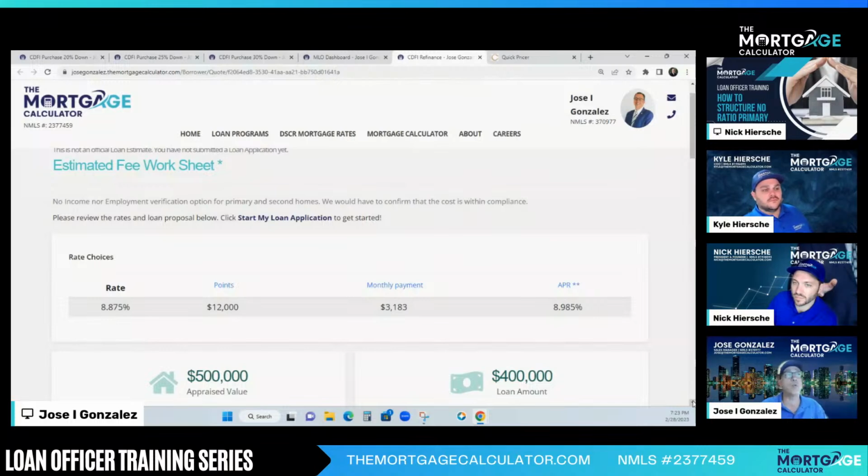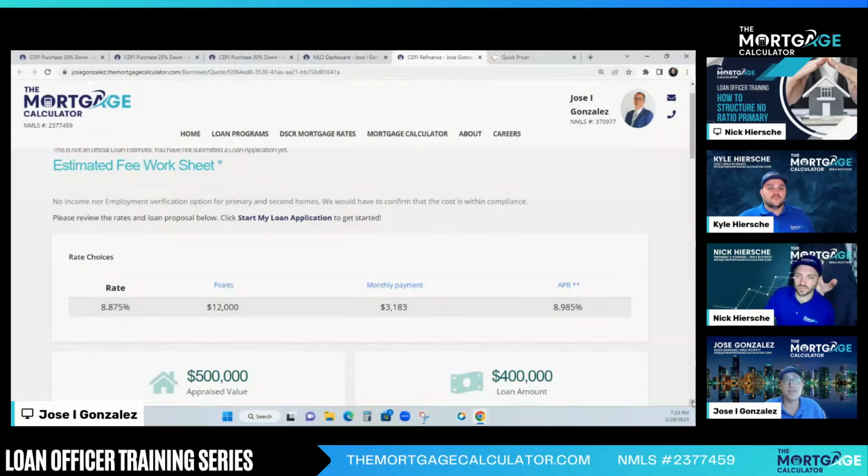You just have to be aware that there is a reserve requirement of at least 12 months PITI. The reserve requirement increases as the credit score decreases. So this scenario I ran here was with the best possible option for credit and for reserves. So that's really critical.